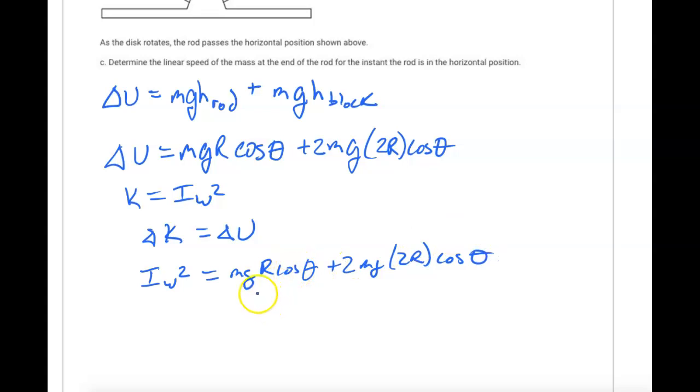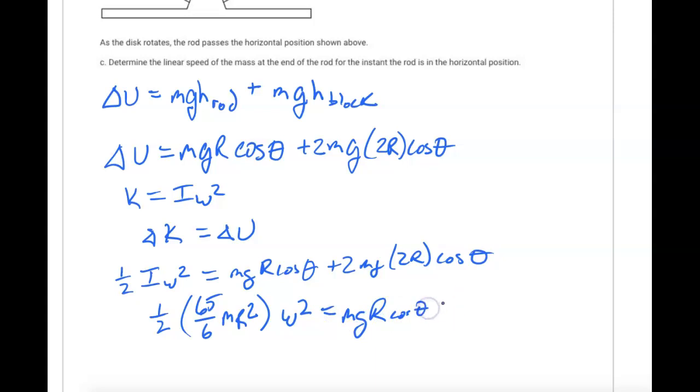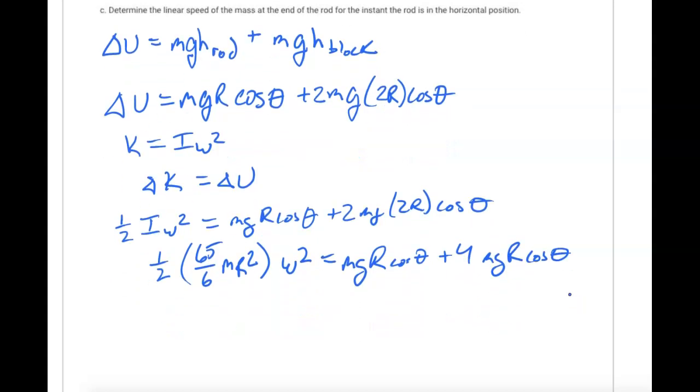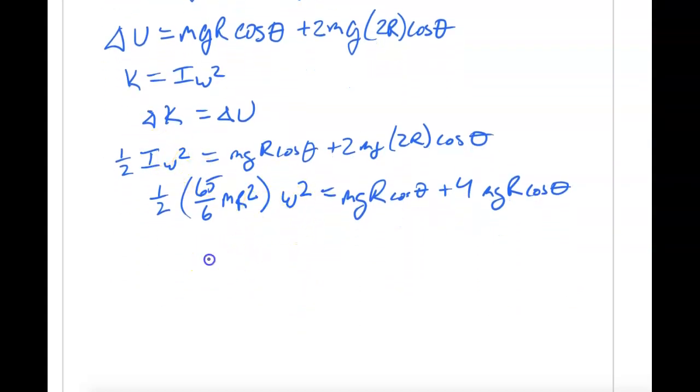And at this point, let's go ahead and plug some things in. So this is going to be 1/2. Oops, sorry, I forgot the half here. 1/2 of, here's our 65 over 6 mr squared from earlier times omega squared. And then that's equal to mgr cosine of the angle plus 4 mgr cosine of the angle. So if we go through and solve for omega, omega will be equal to the square root of 12 times g times the cosine of that original angle, all divided by 13 times r.